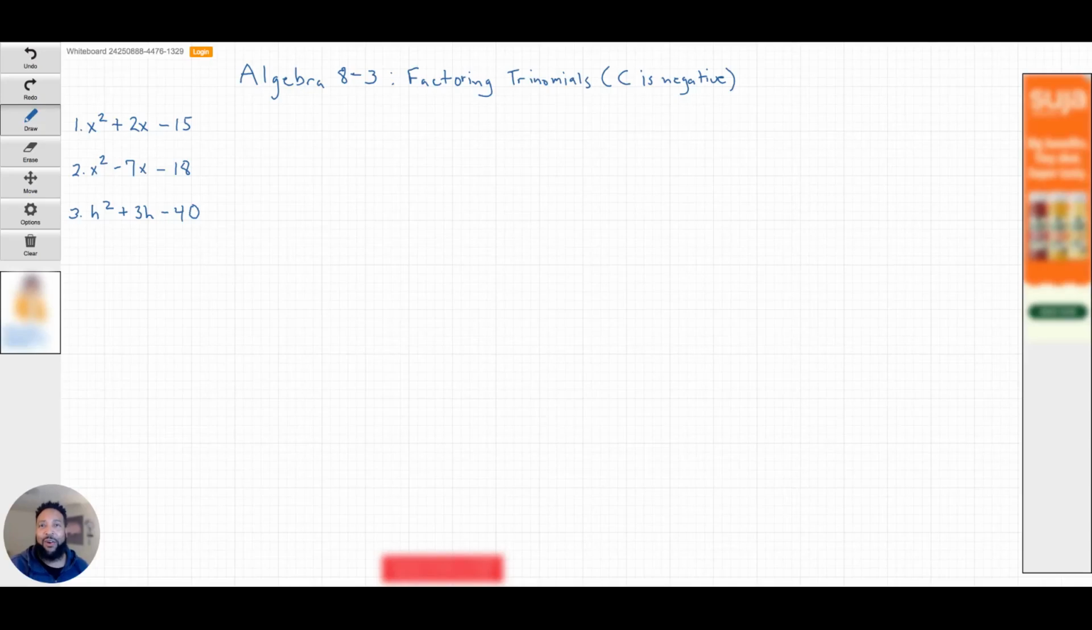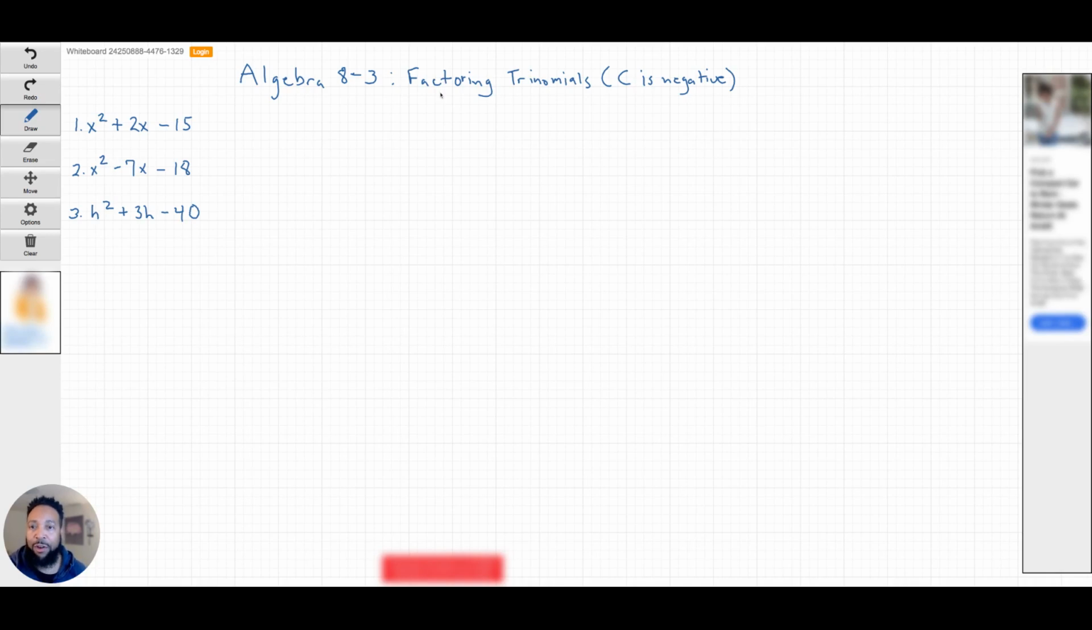Hey, how's it going? So in this lesson, we are continuing our coverage of factoring trinomials. This is part 3. In previous lessons, we talked about whether or not the coefficients are all positive and some are partly negative. In this lesson, we're going to talk about the C part being negative, and I'll explain what that is. Let's get started.